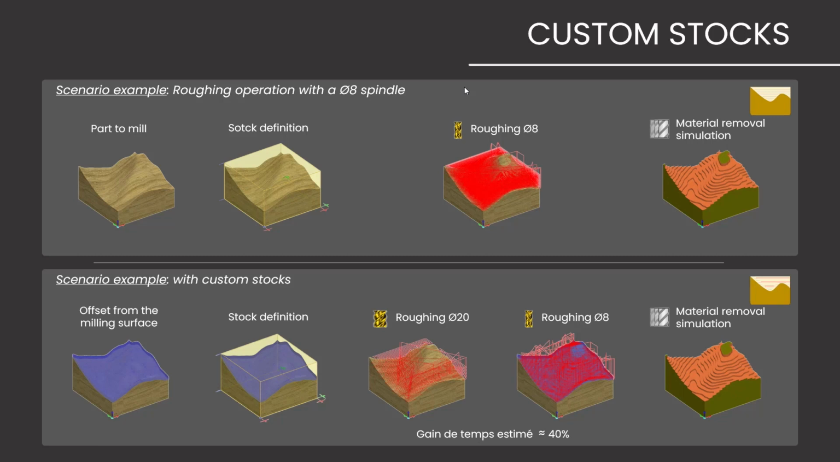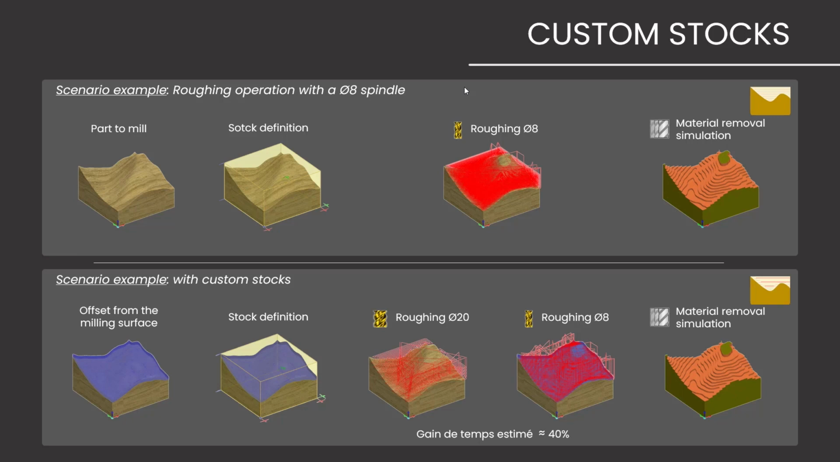This blue area is a body created based on an offset surface of the part. So when creating the first roughing step with the large tool, we can quickly remove the maximum material and then use the localized roughing on the blue body with the smaller tool. We can see at the end, we have the same results, but the second scenario is almost 40% faster than the first one.